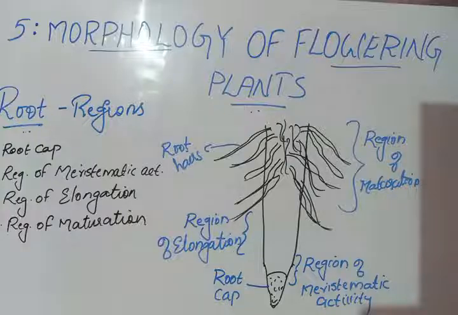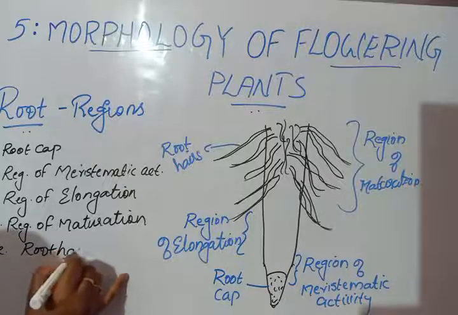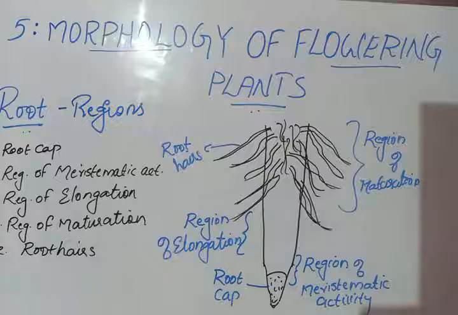Root hairs may be produced in the region of maturation. So what are root hairs? Root hairs are delicate, fine, thread-like structures. Delicate, fine, thread-like structures are the what? Root hairs. Okay. So these are the major regions of the root.